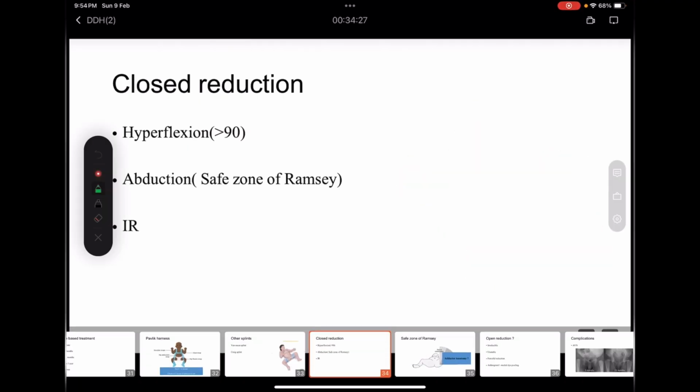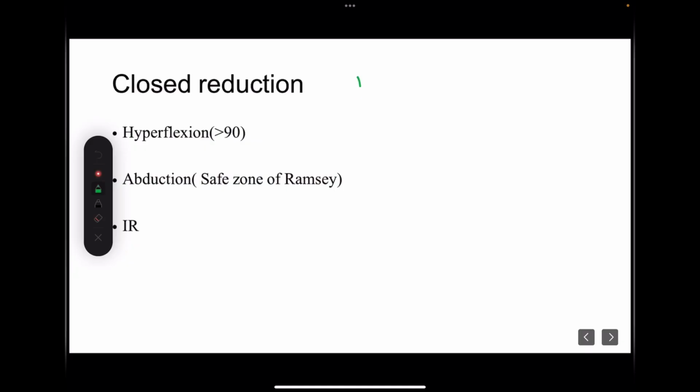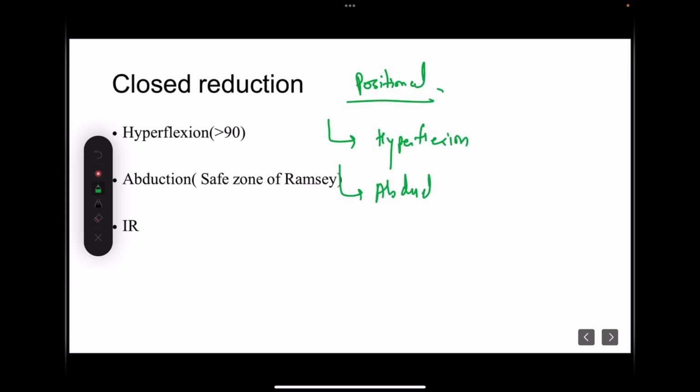Coming to the reduction of the hip, closed reduction is basically a positional reduction. So what position do we have to achieve? That is hyperflexion, more than 90 degrees, and abduction in the safe zone of Ramsey. What this safe zone is, we will be discussing in further slides. And sometimes internal rotation has to be done.